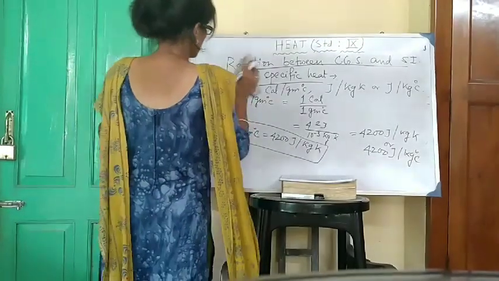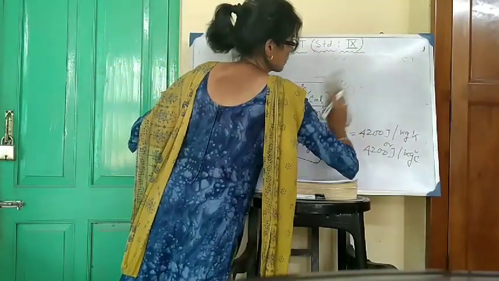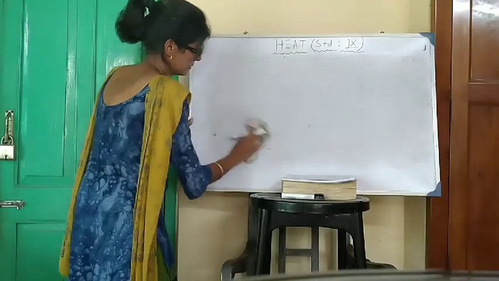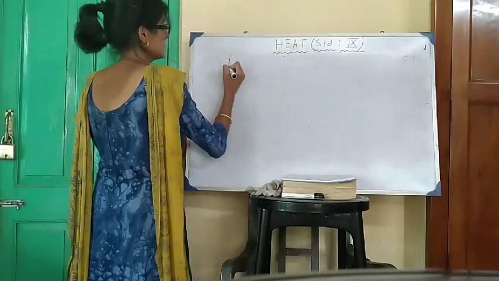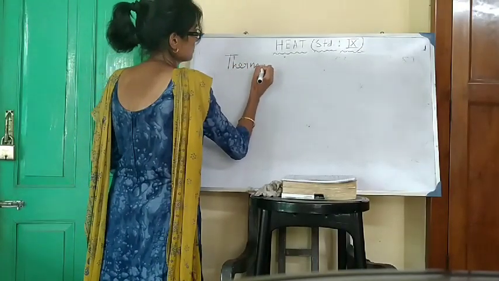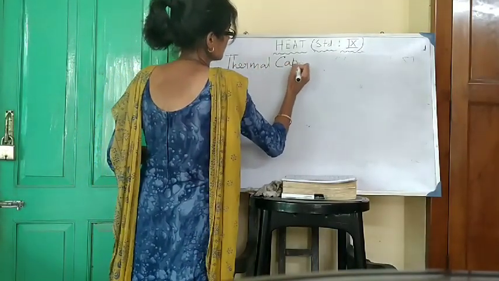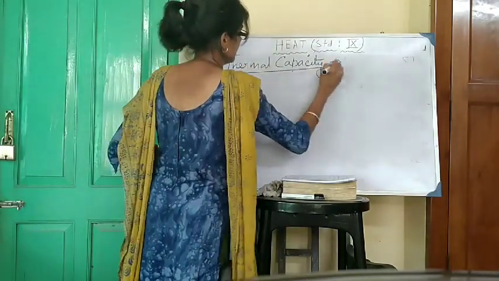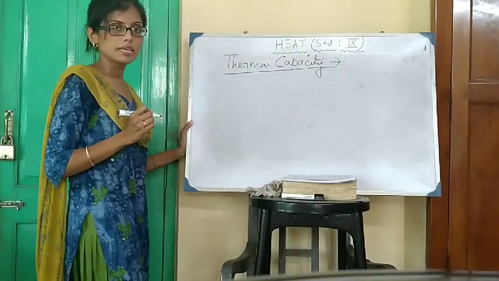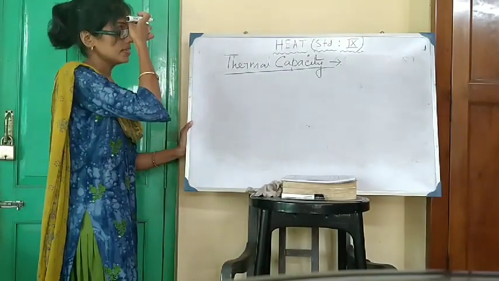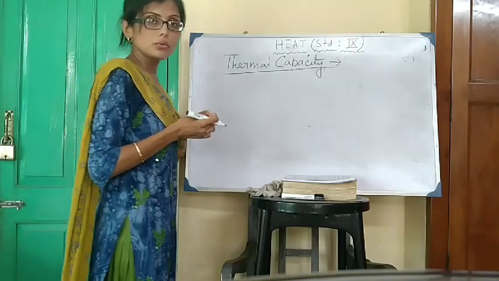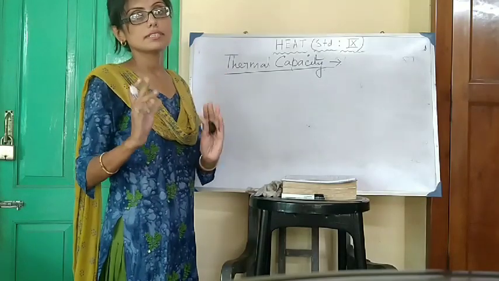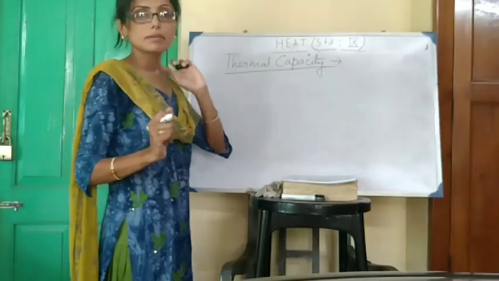Okay. Next topic, thermal capacity. Thermal capacity or heat capacity, both are the same. Thermal capacity is defined as the amount of heat required to increase the temperature of any arbitrary mass of a substance by 1 degree is called the thermal capacity of the substance.